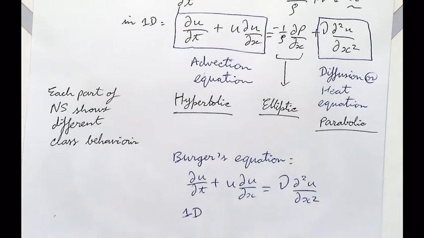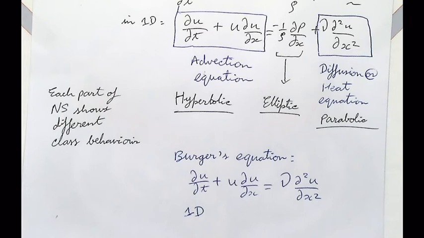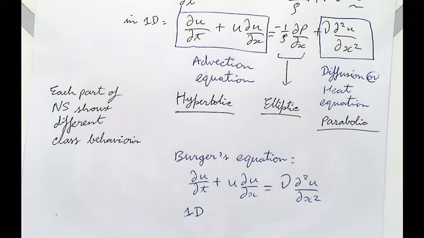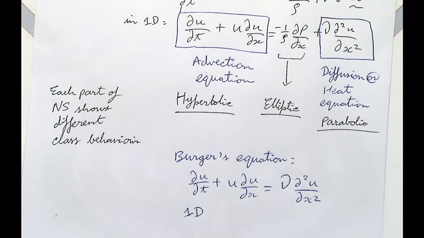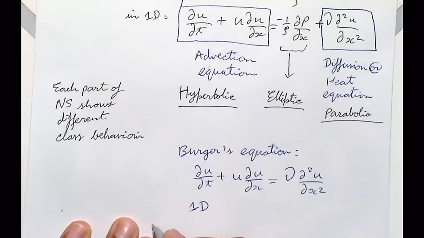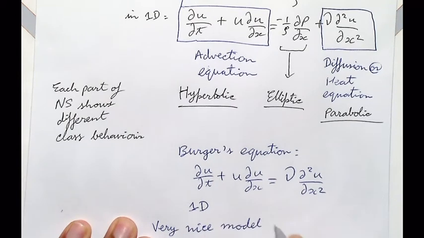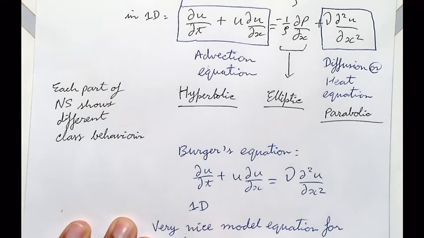formulation. And back in the 50s and 60s, people were very happy with this equation because they thought they could understand what happens in a full 3D Navier-Stokes solution by using this as a simplified model. Turns out there are many things that this cannot emulate, but it actually is a very nice equation for testing your schemes. Okay, so it's a very nice model equation for testing numerical schemes.